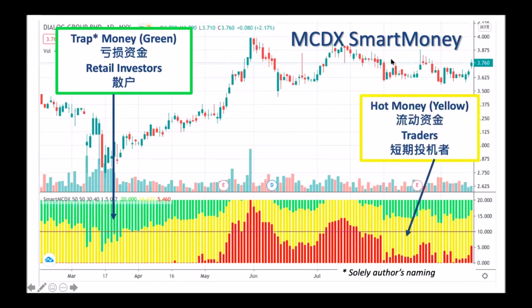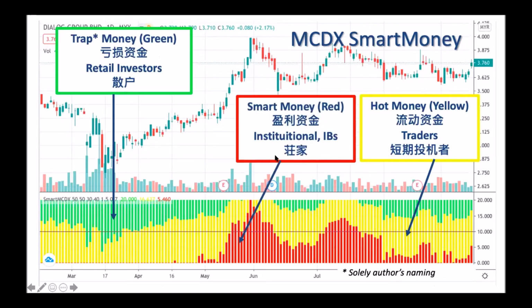Okay. The yellow one, I mean, the money was there for a very short time period. So they suspect this is only fund from short-term traders, 短期投机者, 流动基金. Then the red color one is smart money, 盈利资金, 庄家的资金. So those big players' fund is here. So this shows that at this time, the big players were interested in this stock, and then they lost their interest, they go up. Okay.